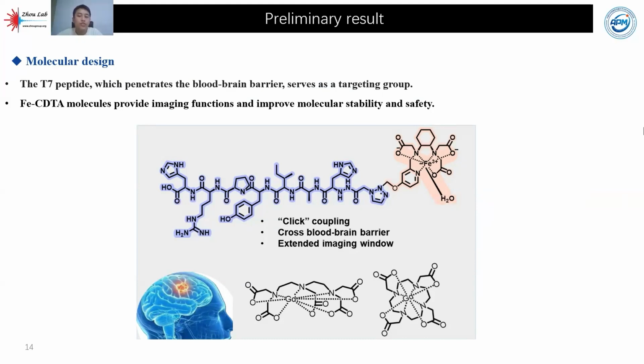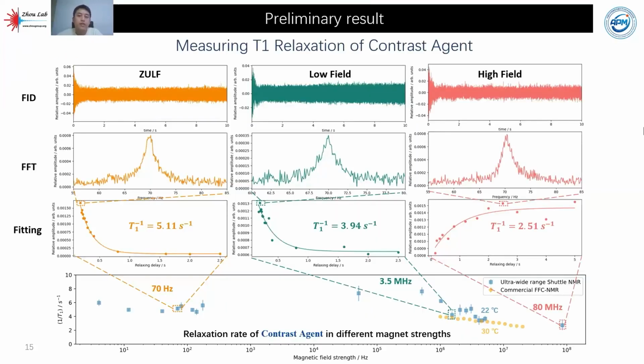We usually need to determine the relaxation properties to measure its effect. So the graph shows the results of the measurement for this contrast agent. Each data point represents the result of 4 averages. And a representative result in each region is shown separately. In the zero to ultra low field, the relaxivity can reach 5.1, while in the high field region, the value is 2.5.